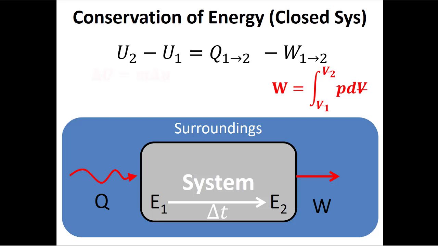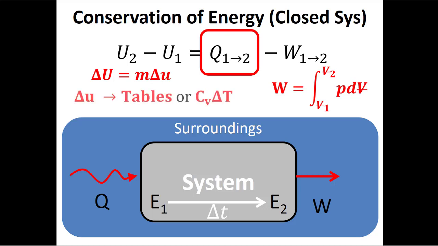So work we find as the integral of P dV. Delta U we find as m times delta little u, where little u is specific internal energy. That's the kind of energy we can look up on a table if we know the state. And then we'll use our knowledge of work and delta U to find heat transfer. We find delta U either from tables or by using specific heat relationships. In particular, because we're looking for delta U, we would use Cv times delta T. That's the specific heat at constant volume.